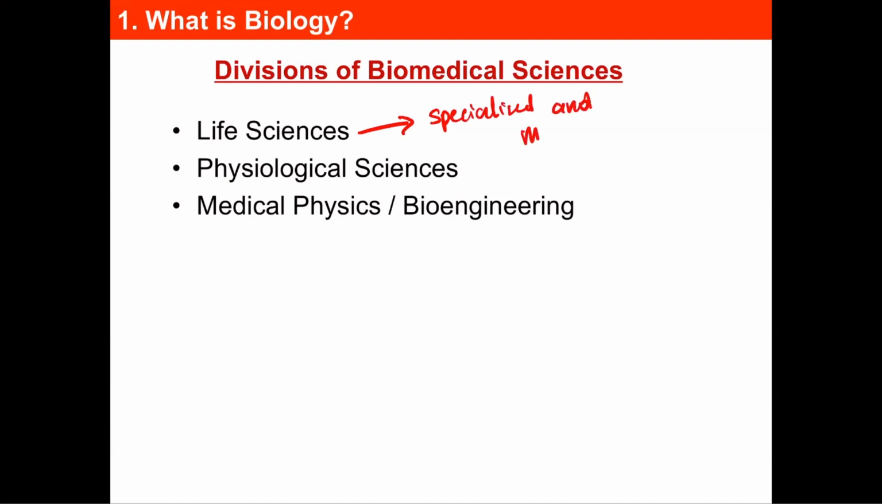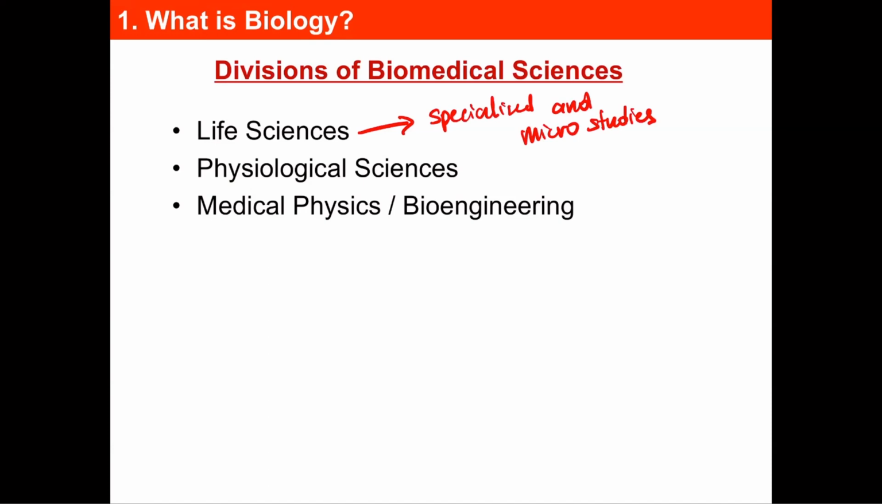and micro studies. What do we mean by this? Life sciences deals mostly with things such as the study of cells, the study of microorganisms, and basically how they work. So this is very specialized, and they are very micro studies dealing with very specific cell structures or tissue structures.